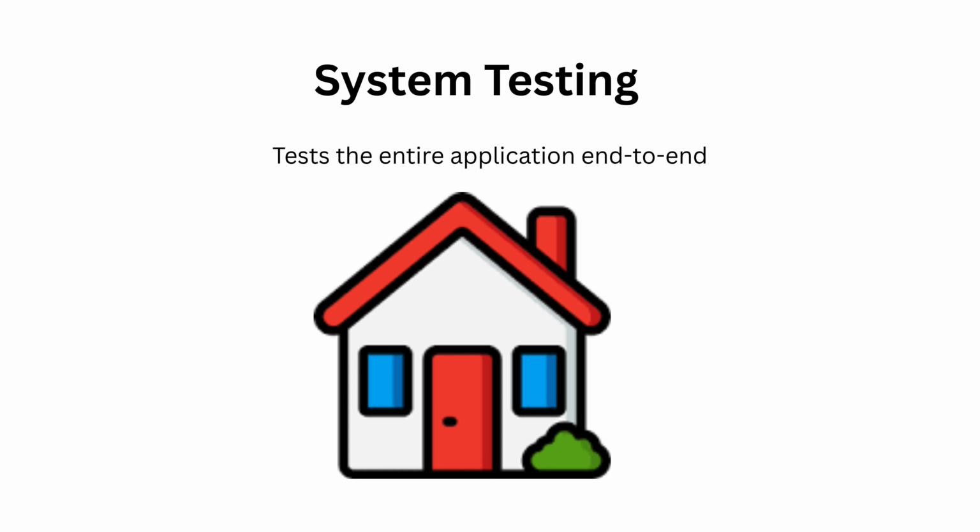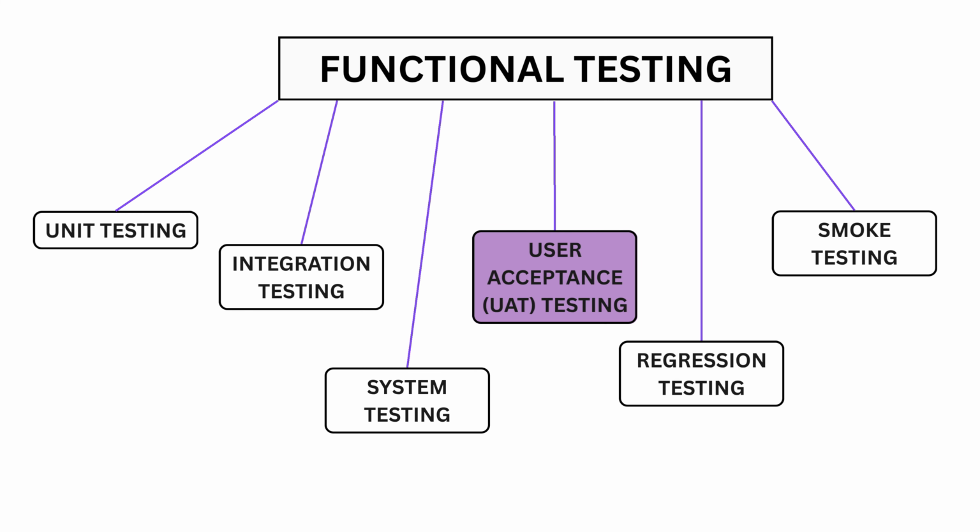So from logging in, browsing through different restaurants, selecting items, removing the ones you no longer want, and then placing an order. And just like our house, here you put everything together, the roof, the doors, the windows, plumbing, furnishing, and you're ready to move in. Our next test is user acceptance testing or UAT.